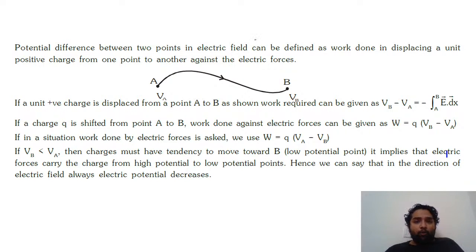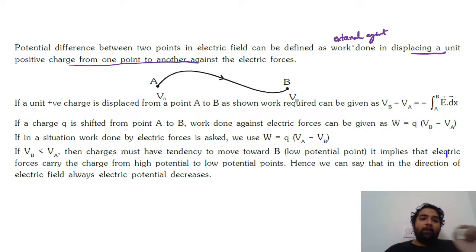Potential difference between 2 points in an electric field can be defined as work done in displacing unit positive charge from one point to the other. Like we discussed, it is work done by an external agent in displacing one positive point charge against electric forces. This is against, which means it is negative of the work done by the electric field. So everything we discussed about work done by the electric field, you can discuss the entire thing this way.